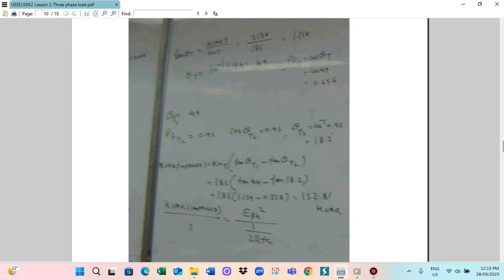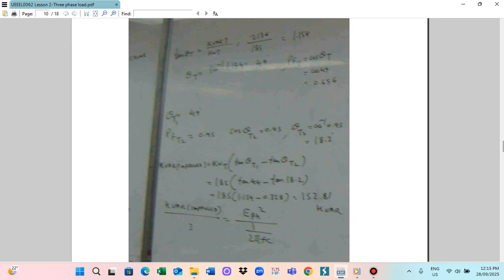Then you can also calculate the power factor total. So cos theta total. So this is cos 49. You got 0.656. Okay, this power factor is poor. You got only 0.656. So we want to increase the power factor to 95%.